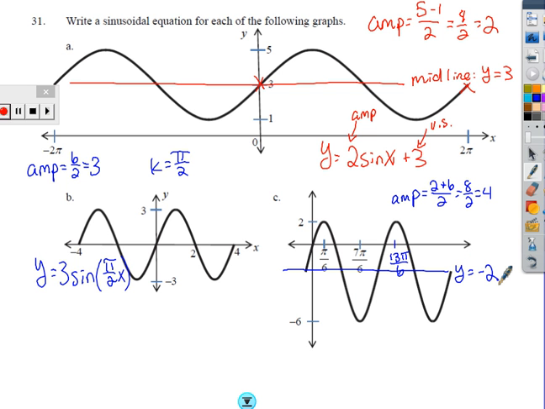The last thing I need to consider is this is clearly set up to be a cosine function, judging by how it's shaped. And I see it moved pi over 6 units to the right. So when I'm writing this, I need to include a phase shift of pi over 6 units to the right. So my equation then is going to be y equals 4 cosine, and now I need to include x minus pi over 6, since I moved pi over 6 units to the right, and my vertical shift was down 2.